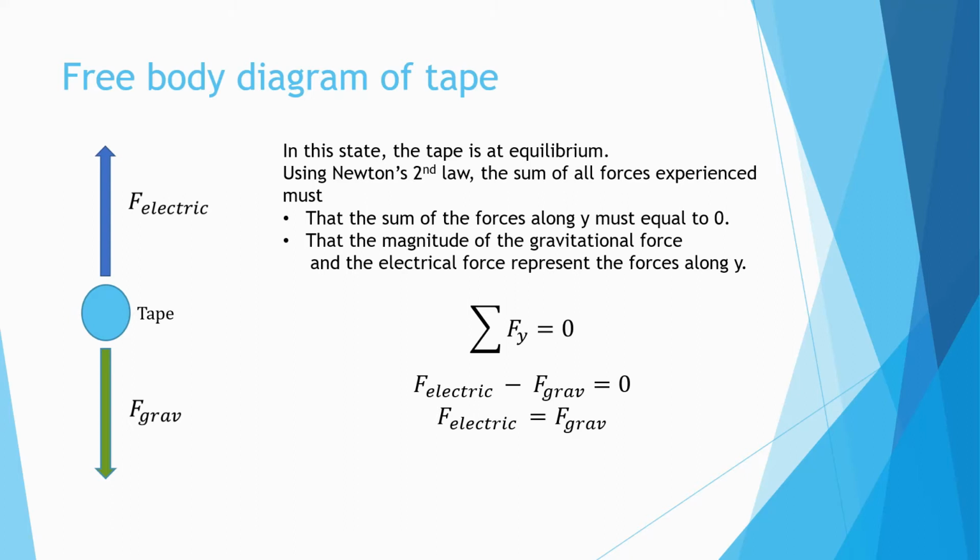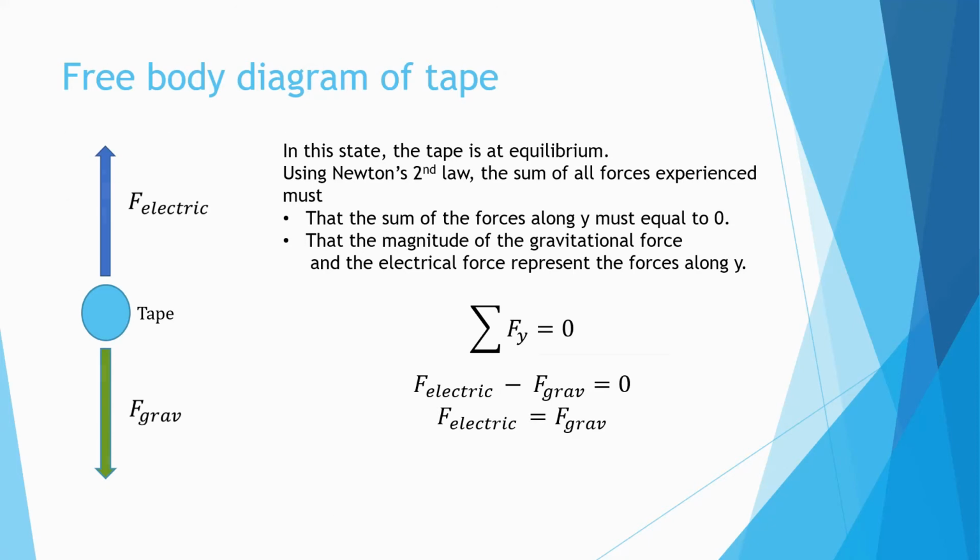Based on Newton's second law, tape 2 was at equilibrium, which means all forces acting on the system from all dimensions must equate to 0. Therefore, the sum of the electric force and gravitational force equates to 0, and the magnitude of these forces must be equal to one another.